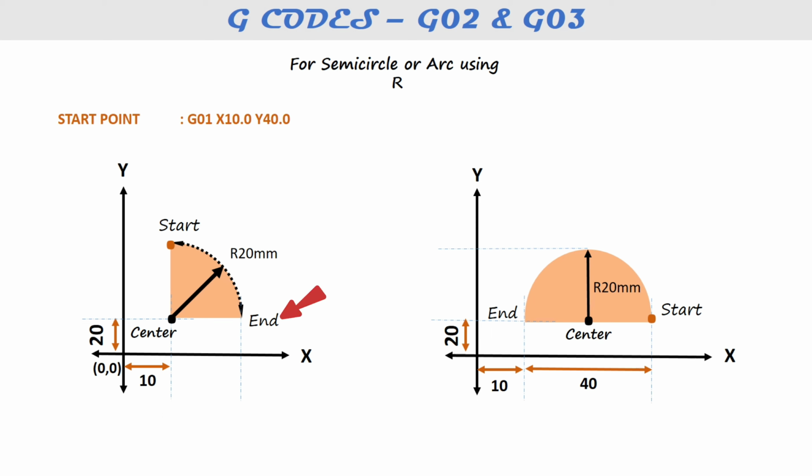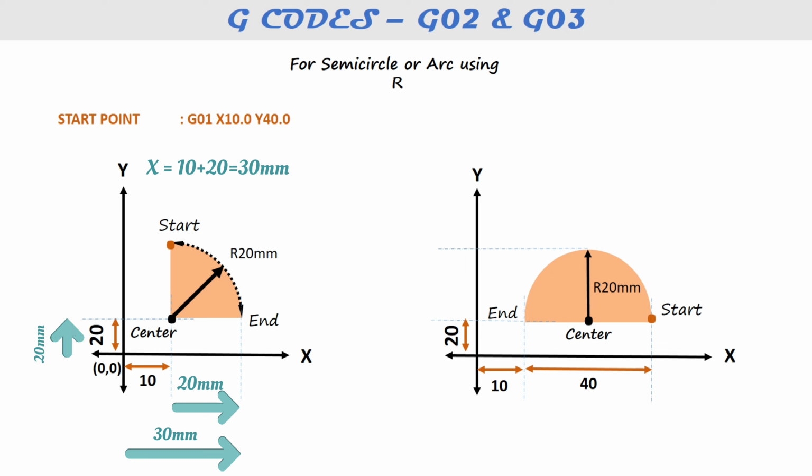Similarly, my end point from origin in x distance is 30 millimeters and y distance is 20 millimeters. Here you can see that the direction from my start point to end point is moving in clockwise direction. Therefore my end point is G02 X30.0 Y20.0 with R20.0.